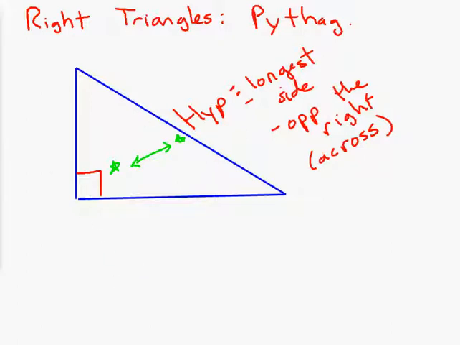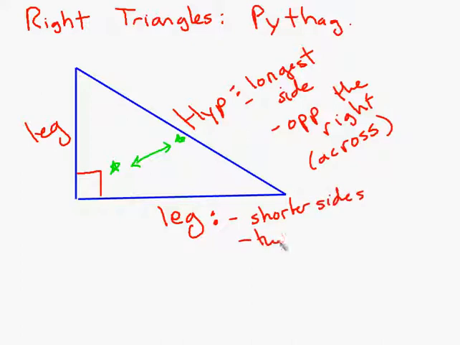The other two sides then are the legs. So this is a leg, and this is a leg. And the legs are the shorter sides. There's two of them. And together they form the right angle.